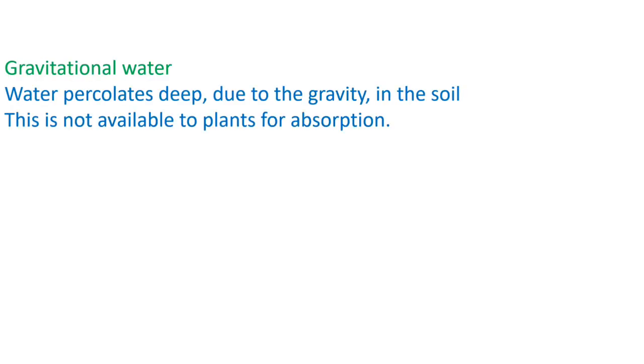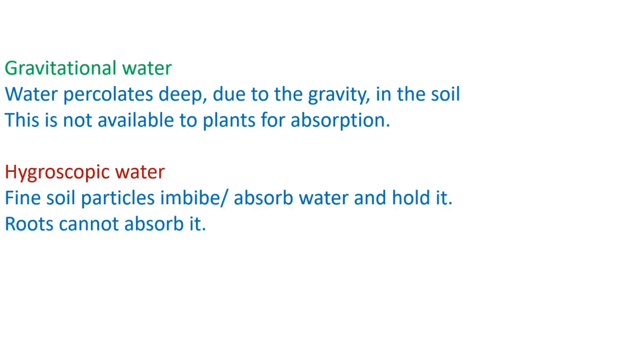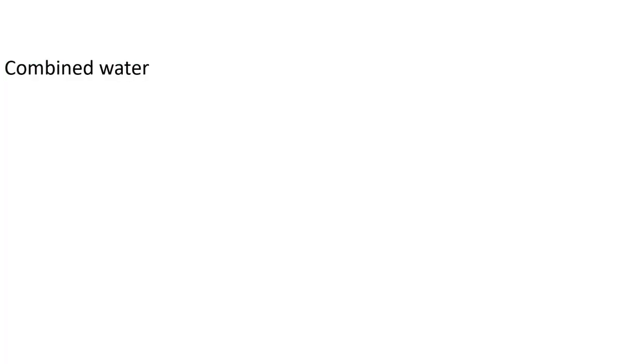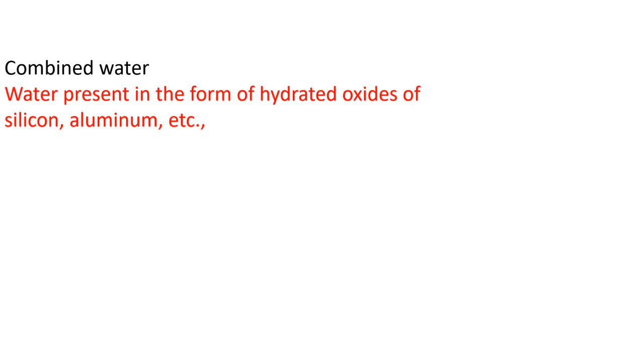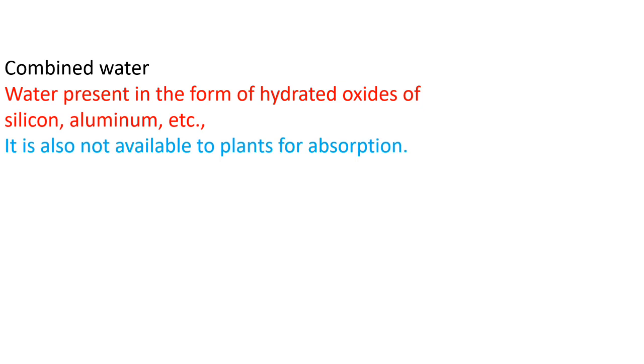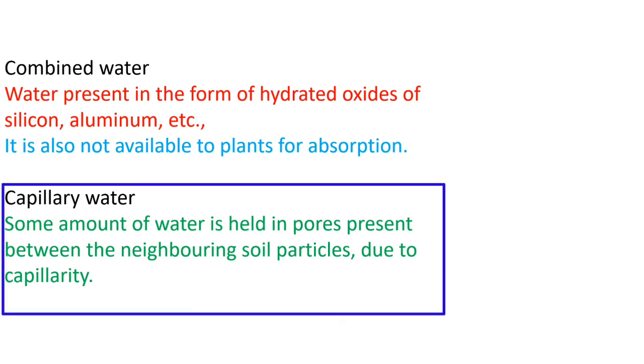Let's see gravitational water. Water percolates deep due to gravity in the soil, which is not available to plants for absorption. Hygroscopic water: fine soil particles imbibe, absorb water and hold it. Roots cannot absorb it. Combined water is present in the form of hydrated oxides of silicon, aluminium and so on. It is not available to plants for absorption. Capillary water: some amount of water is held in pores present between the neighboring soil particles due to capillarity. It is available for absorption.